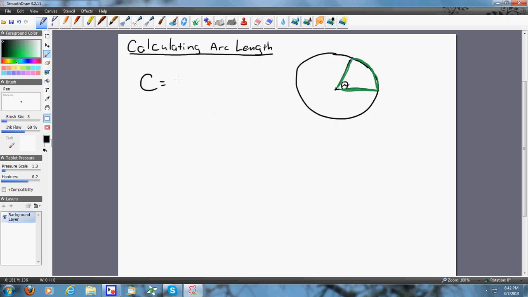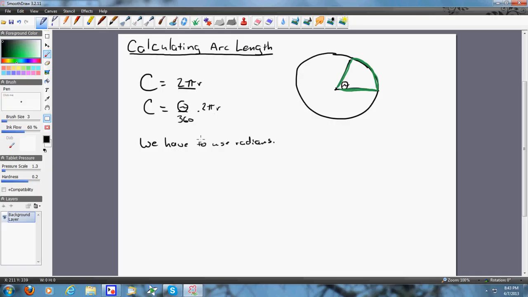normally we have circumference equals 2 pi r. 2 pi represents the entire distance around the circle. If we want to find the circumference, we could usually just say theta over 360 times 2 pi r. But when we calculate the arc length, we have to use radians. And so our theta has to be in radian measure.